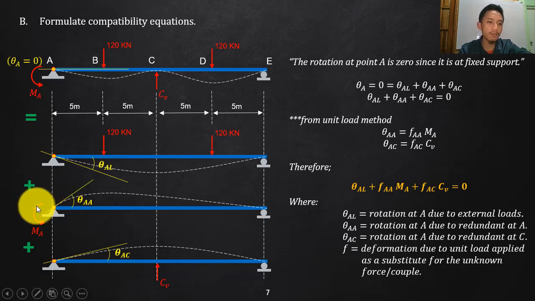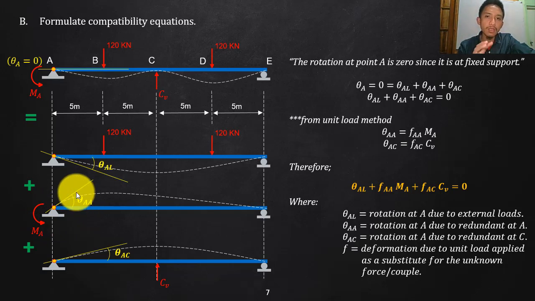Okay, let's say, since we have here kilonewton and meter units, your moments will be expected to be kilonewton meter. So let's say I will apply a 1 kilonewton meter here. Let's try to evaluate what is the effect in the rotation. Then later on, if I know that M sub A, I will just multiply M sub A to the effect of 1 unit moment. Then that will be the effect of the entire moment A.